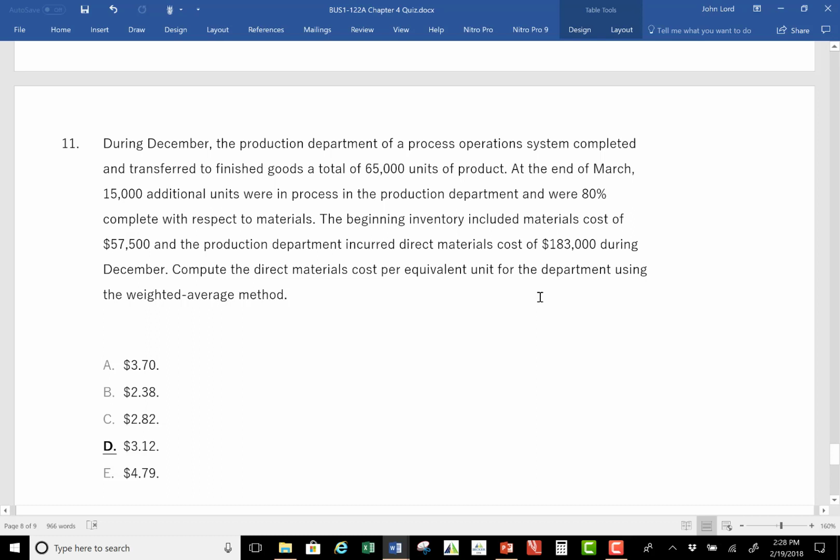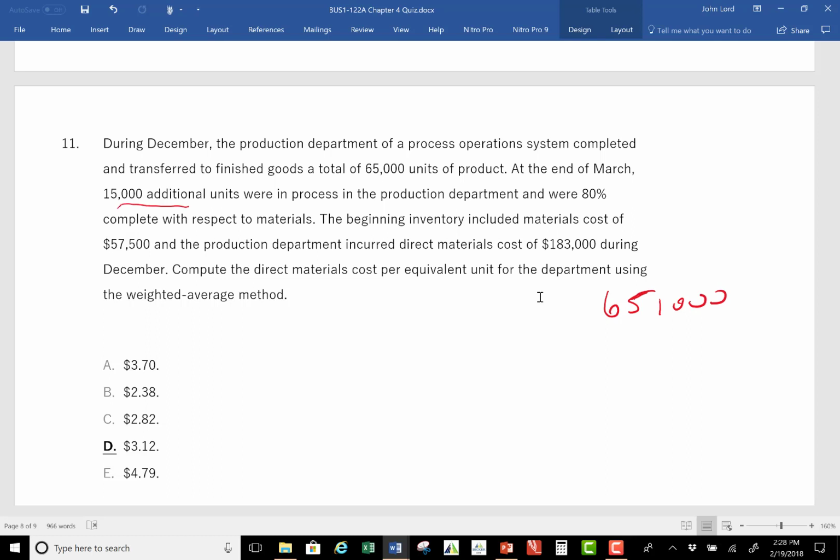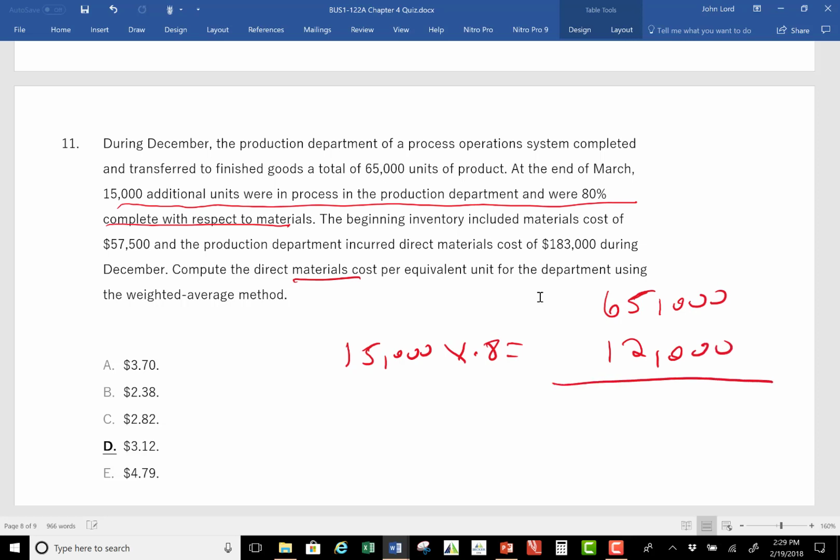So are those done? So we can count those. And then we have what? At the end of March, 15,000 additional units that were 80% complete as to materials. And of course, we're looking for materials here. That's the only thing they give us the information to work with. So we take the 15,000 times what? 0.8 gives me 12,000. Okay, so 65,000 plus 12,000 is 77,000 equivalent units.